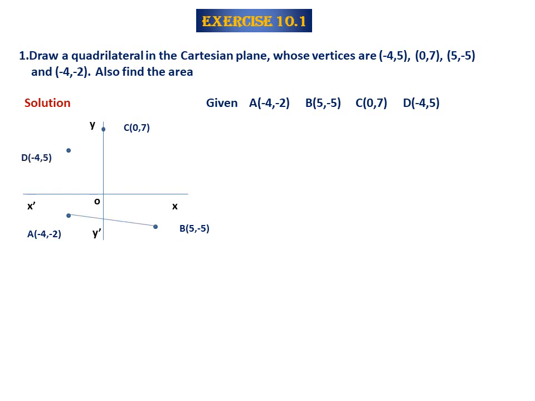Now let us join them. So join AB, then BC, then CD, and then DA. So this is the quadrilateral. Now join AC. So one diagonal we have to join. Of course, you can either join AC or BD, so that you will get two triangles. So now what you have to do is, we want to find the area of the quadrilateral. So first find area of ABC, the right side triangle.